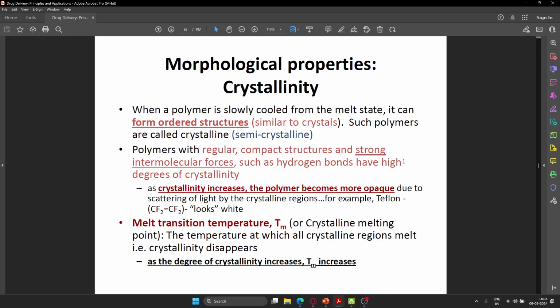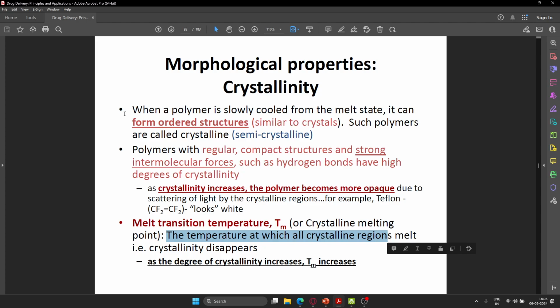Okay, so let's go ahead. So this week you would have learned a few properties of polymers. One of them being crystallinity, which is when a polymer is slowly cooled from a melting state, it can form these very nice ordered structures, right? So some polymers, not all polymers, such polymers are called the crystalline polymers, and based on the crystallinity of the polymer and so on and so forth, you can calculate something called the melt transition temperature or the crystalline melting point of the polymer, which is basically the temperature at which all crystalline regions within a polymer melt.